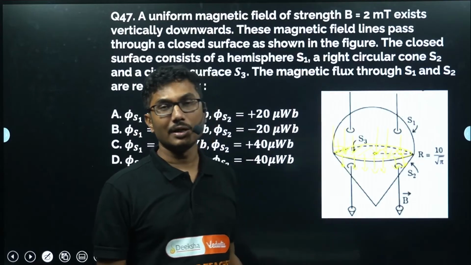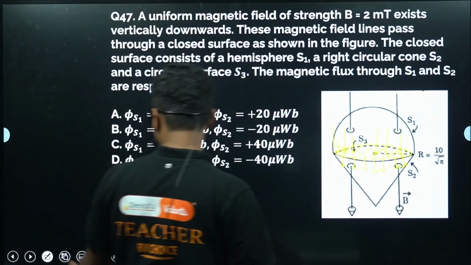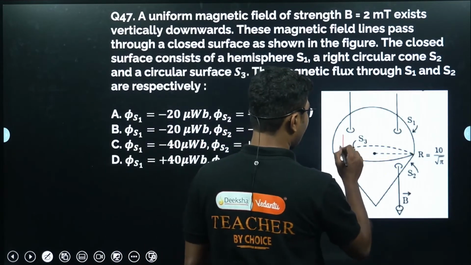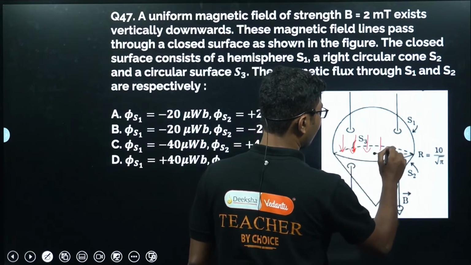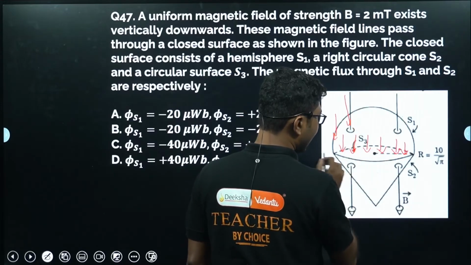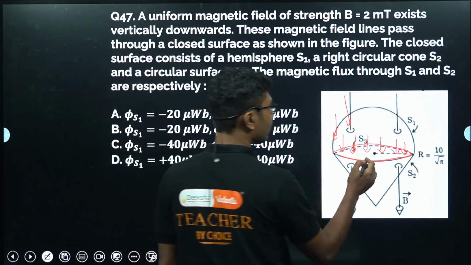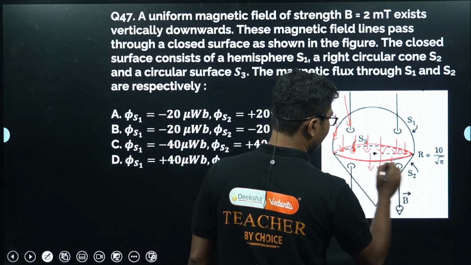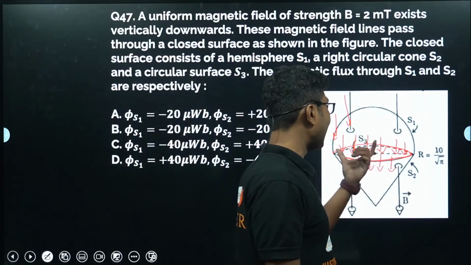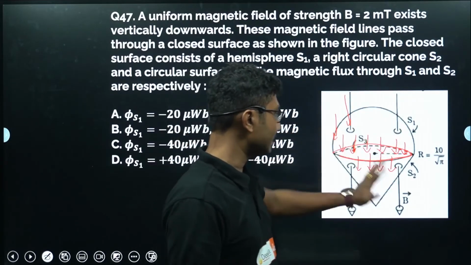So, flux through a closed surface is always 0. That is Gauss's law of magnetism. Whatever flux enters, the same amount of flux should exit. So, whatever flux is entering through this hemisphere has to pass through this right circular surface S3, and through the same surface it will exit. So, we can calculate the flux entering through S1 and exiting through S2 by simply calculating the flux passing through S3. This one, S1, will be positive, S2 will be negative.